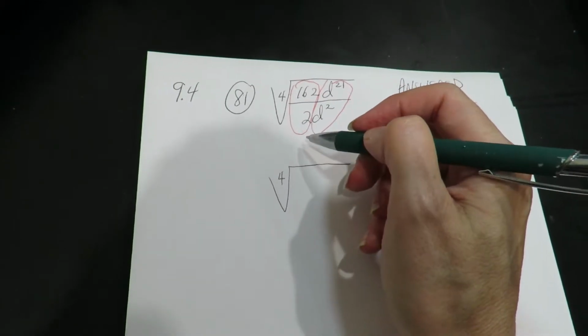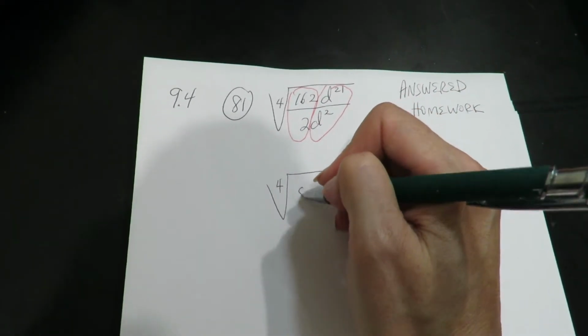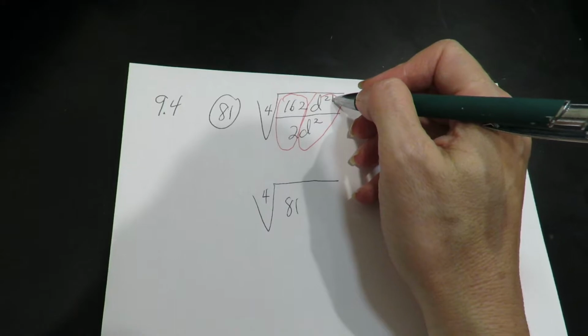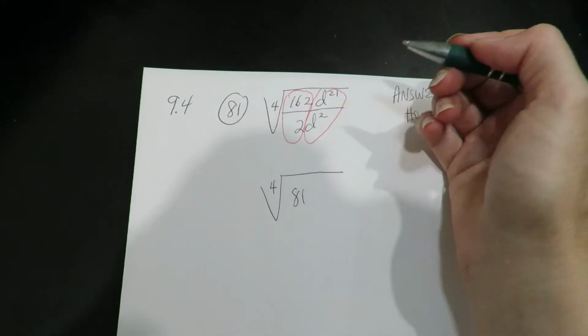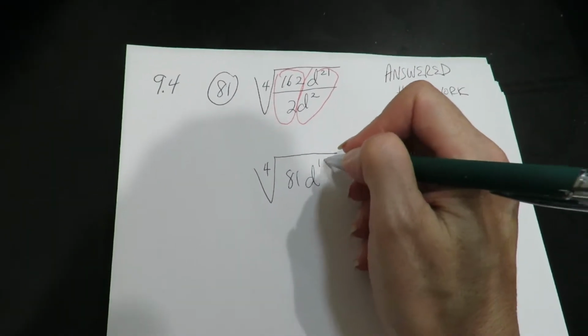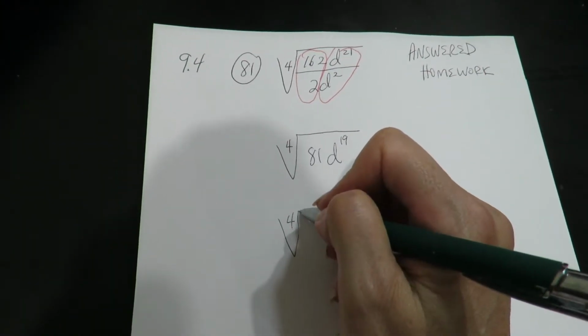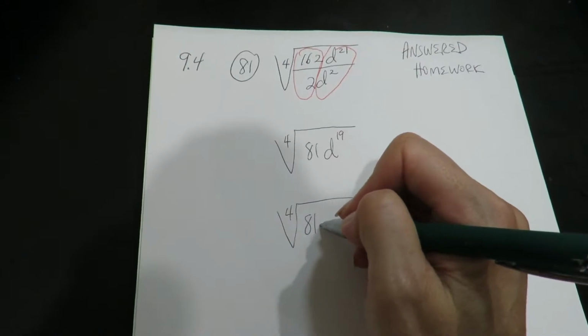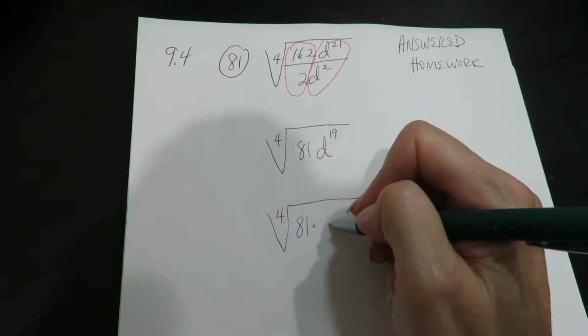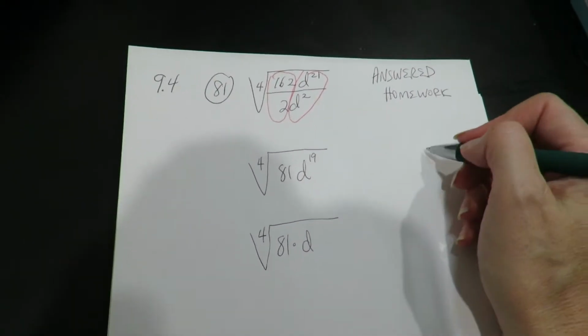So 162 divided by 2 is 81. 21 d's divided by 2 d's is d to the 19. Now I'm going to break it down into perfect fourths. Now 81 is already a perfect fourth, so I'm not going to fiddle with that. But 19 is not a perfect fourth.